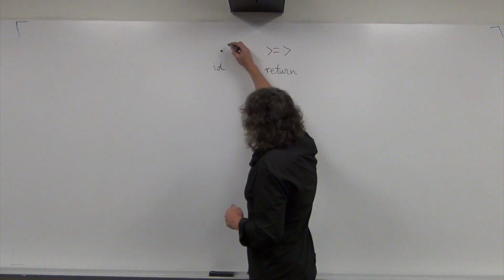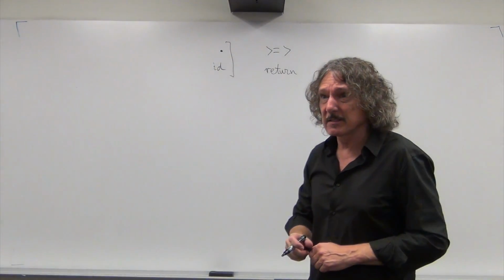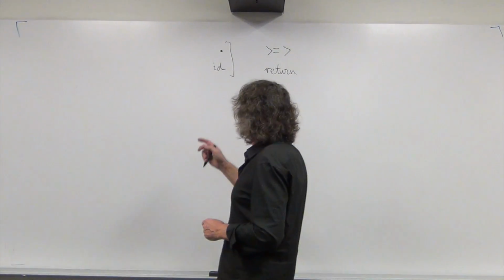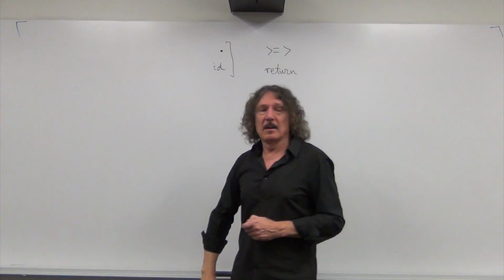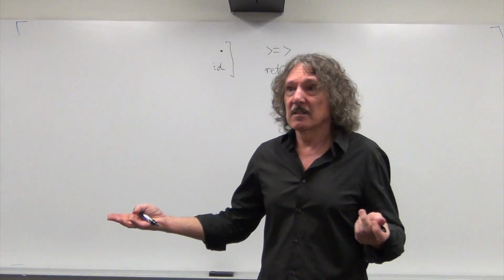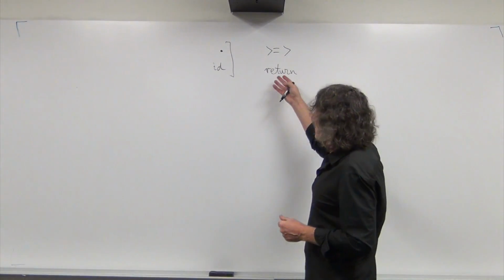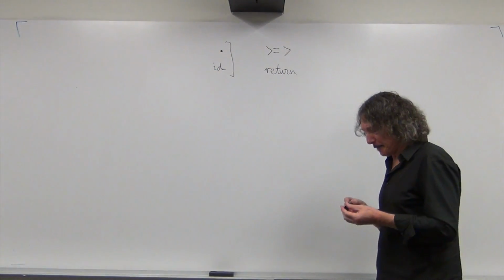So, just like these things form a category, right? This is the category of functions that use composition and identity. That's our category of types and functions in Haskell. Similarly, these guys form a category. That's the Kleisli category, right?